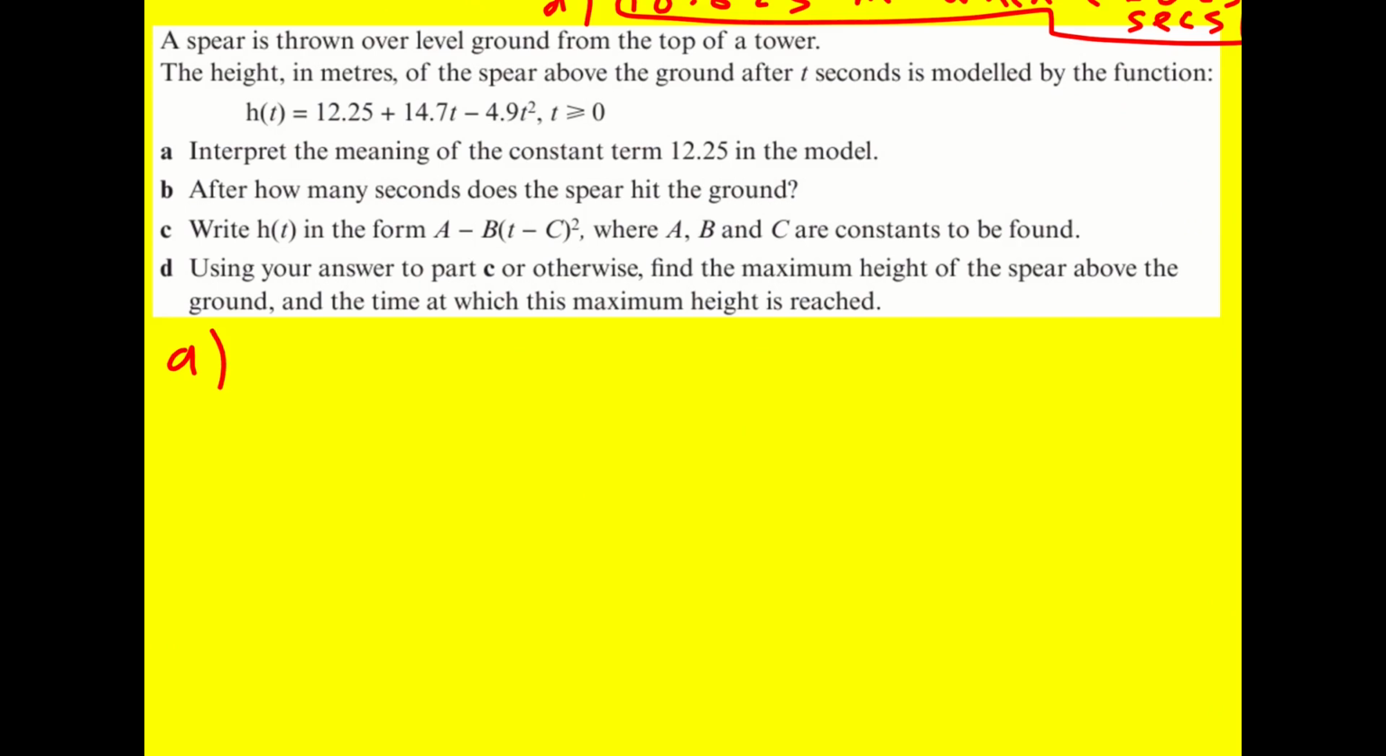So I'm going to go through it. Interpret the meaning of the constant term 12.25 in the model. Right, let's just read it. We've got somebody on a tower and they're throwing a spear. And then it also has a negative quadratic. It's going to look like it's going to come down like that. So 12.25 is basically going to be what the value of h is when t is 0. It's going to be this distance here, i.e. it's the height of the tower.